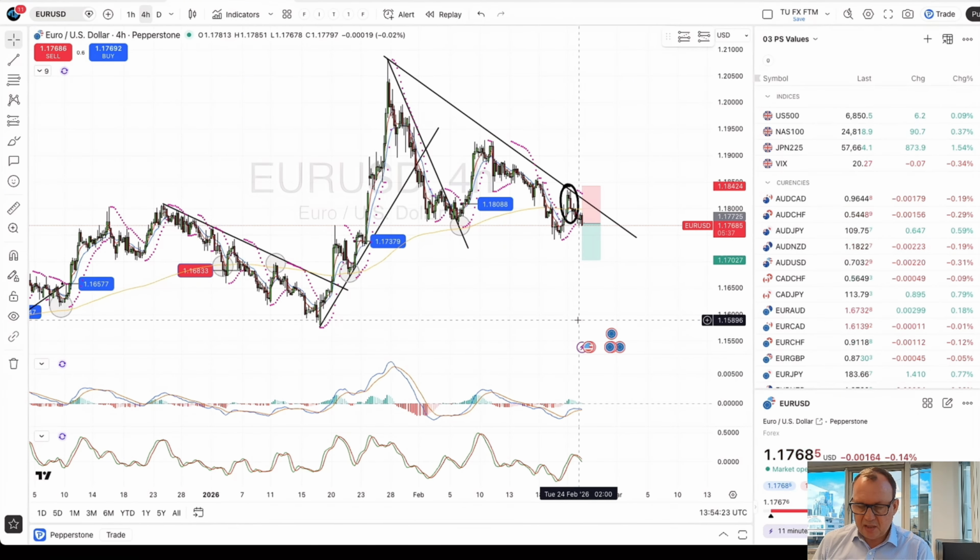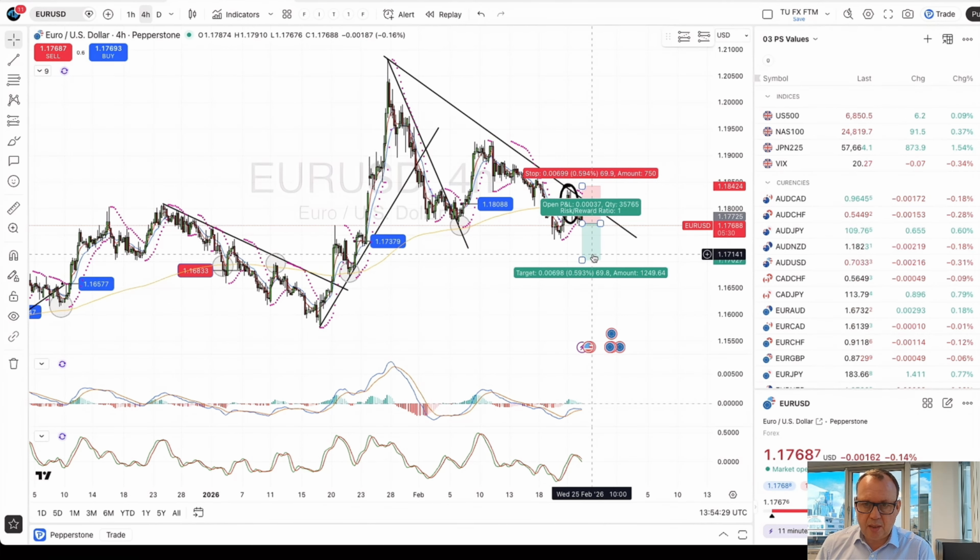So 117.69 and 70 level, a good opportunity to sell. We've structured a minimum 1-to-1, so it's easily done on the systems that we have. You can see a risk reward of 1-to-1. I'm risking 1% of my underlying capital, not my leverage capital.